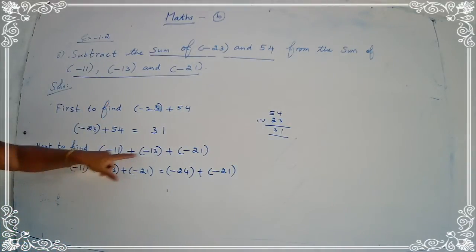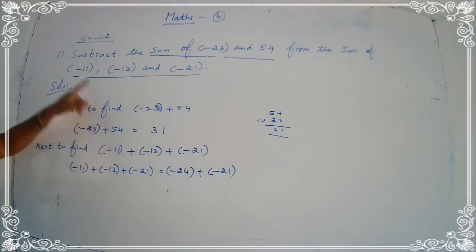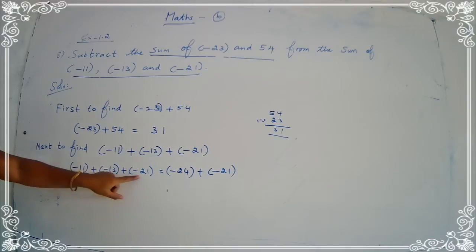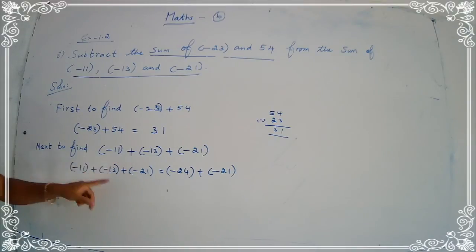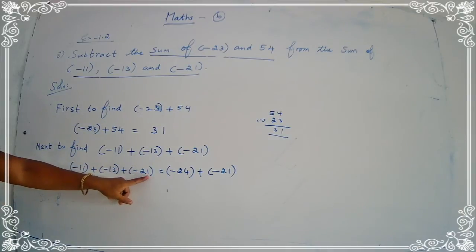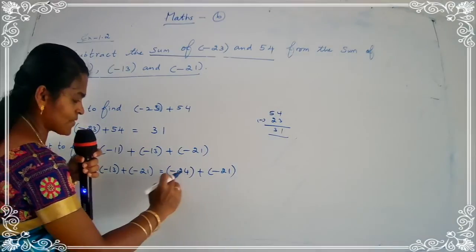Yes or no children? Three integers are given, so we have to add all three integers. So first we add these two integers and find the answer. What answer do we have? Minus 24 plus minus 21. Okay children? Yes. Now we add.